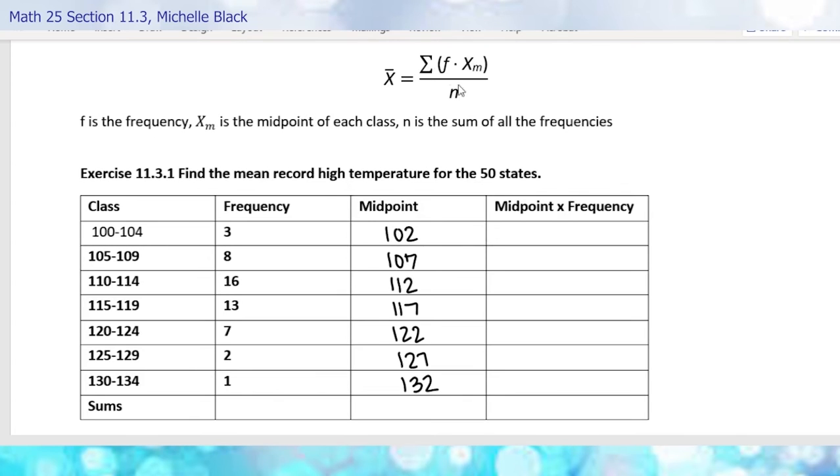According to our equation here, what we need to do is multiply the frequency by the midpoint for each of our classes. If you multiply 3 times 102, you get 306. Multiply 8 times 107, you get 856. Why don't you take a second and pause the video and calculate the rest of this column.